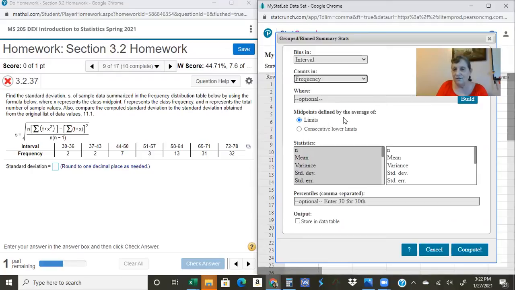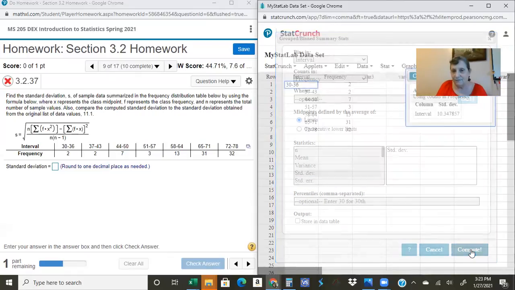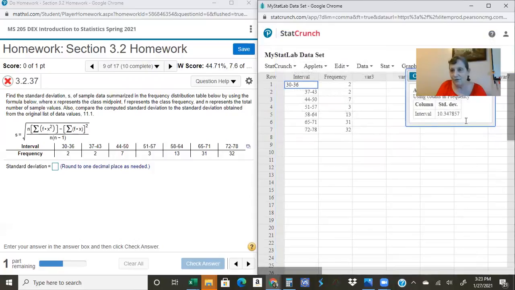You can just leave this as the midpoints are defined by the average of the limits, the upper and lower class, as opposed to between the lower limit for one class and the lower limit for the other one. Just leave it as this. In this particular problem, the only thing we need to find is the standard deviation. So I'm just going to come down here to standard deviation. I'm going to hit compute.